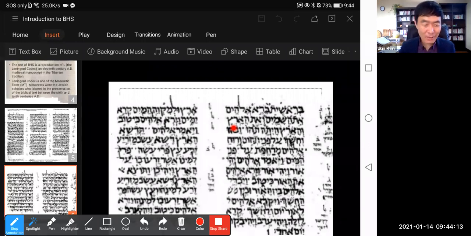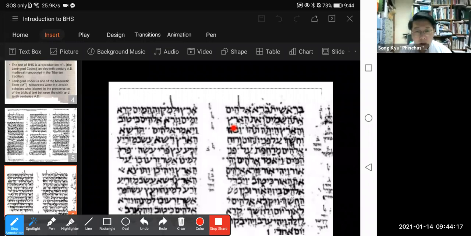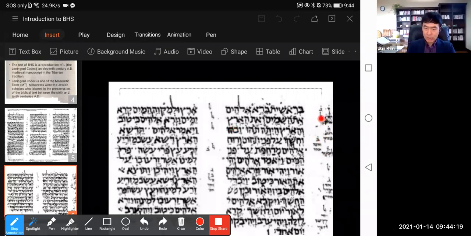So anyway, this is it. And as you can see, even in the Leningrad Codex you can see the margin and space, all the information. Technically speaking, BHS is the copy of the Leningrad Codex. So it includes and provides all the information that was previously made by these Masoretic scholars. Okay, let's move on.